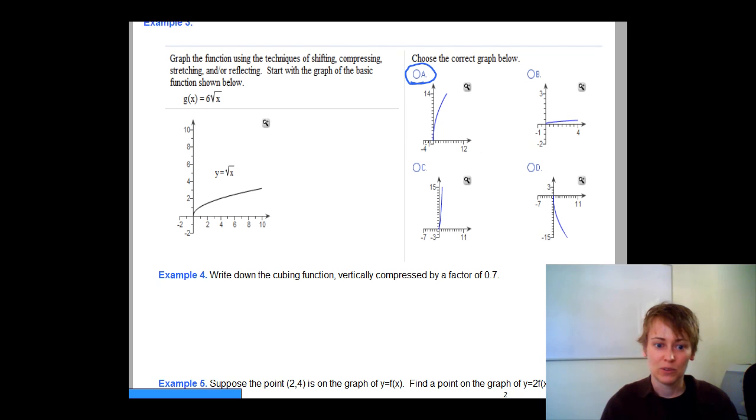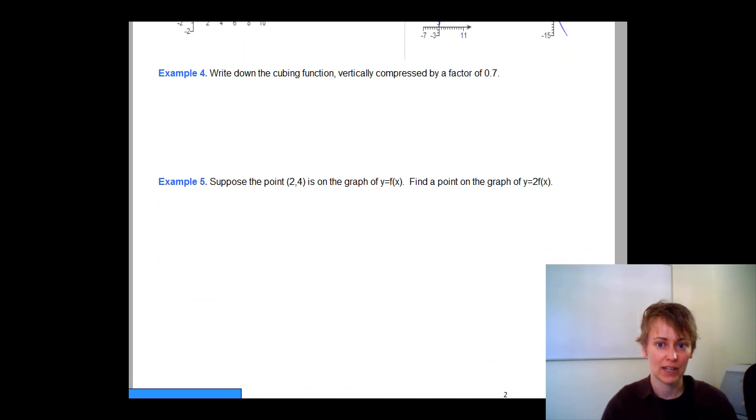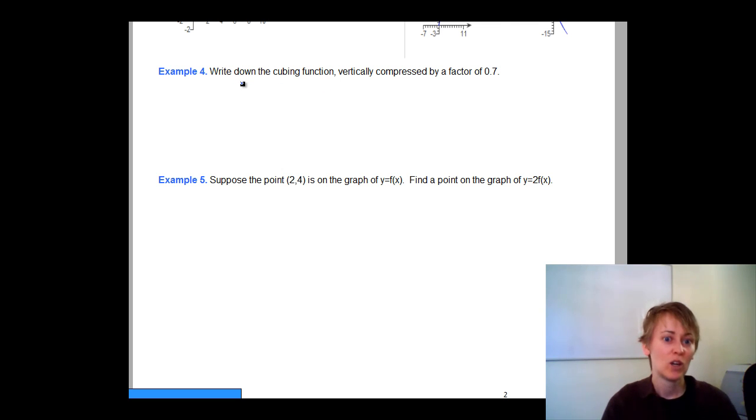Now we're on to number 4. This is the last page of our lesson. Write down the cubing function, vertically compressed by a factor of 0.7. So the cubing function is y equals x cubed, and if I'm going to vertically compress it, it just means you're multiplying it by 0.7. That's all there is to that example.